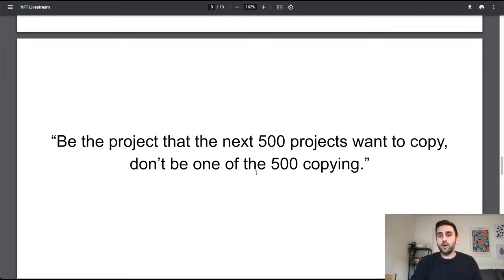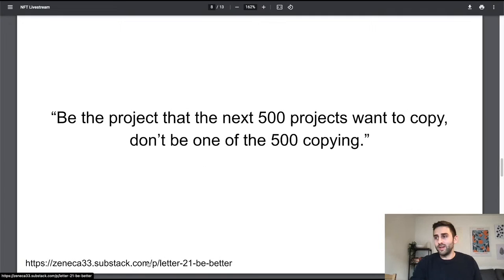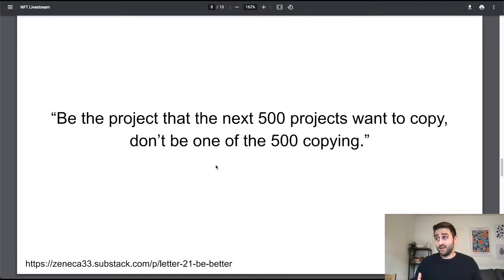And to show that, I wanted to show you this quote from a blog I was reading today. You can see it down here. Basically it says, if you want to succeed in the current market, you need to be the project that the next 500 projects want to copy. Don't be one of the 500 copying, right? It's time to spice things up. It's time to do something a little bit different.